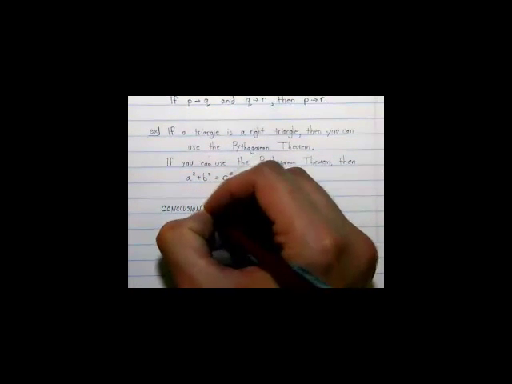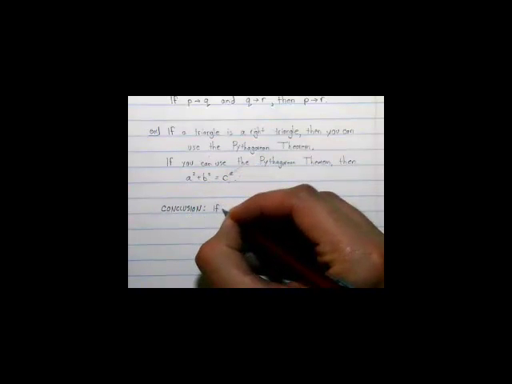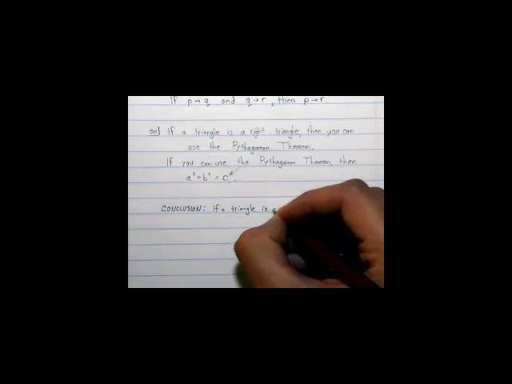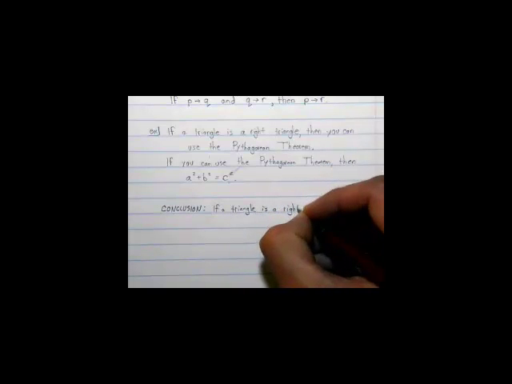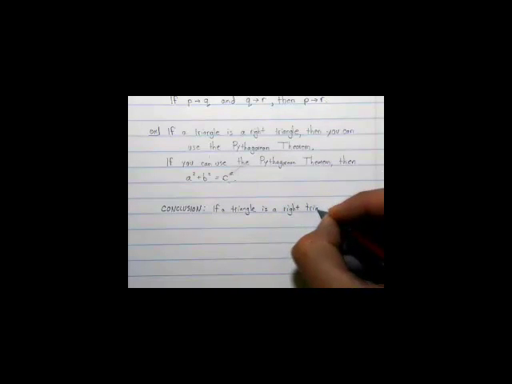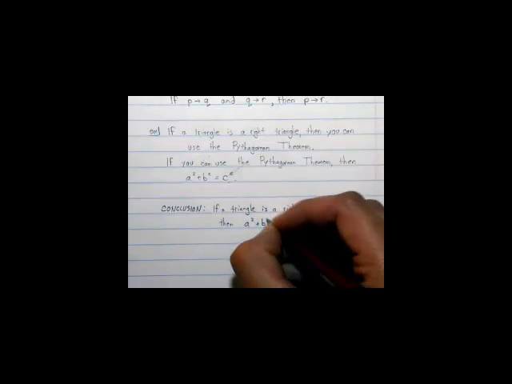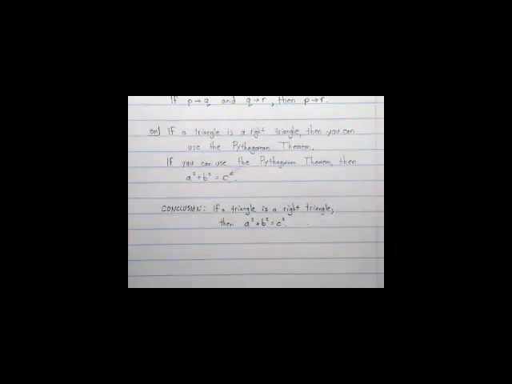So our conclusion is, if a triangle is a right triangle, then a squared plus b squared equals c squared. Okay, that's using the law of syllogism correctly. Yeah, that's right.